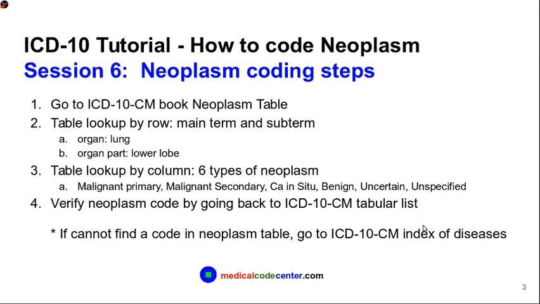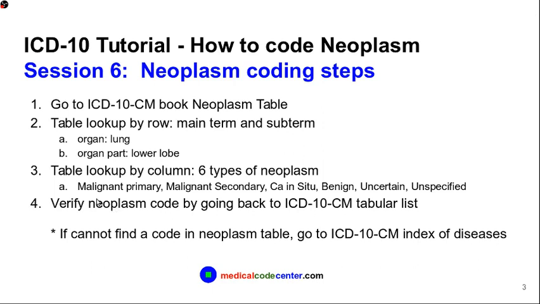There are 6 columns. Each column corresponds to one type of neoplasm. We have 6 types of neoplasm. Type 1 is malignant primary. Type 2 is malignant secondary. The third type is CA in situ. The fourth type is benign neoplasm. The fifth type is neoplasm of uncertain behavior. And the last type, type 6, is neoplasm of unspecified behavior.